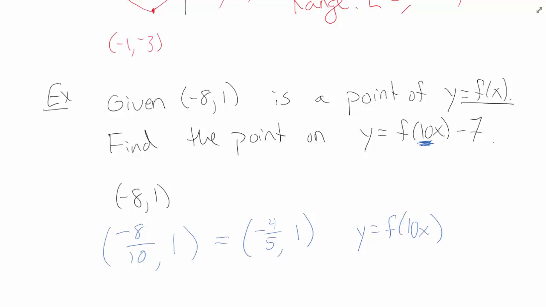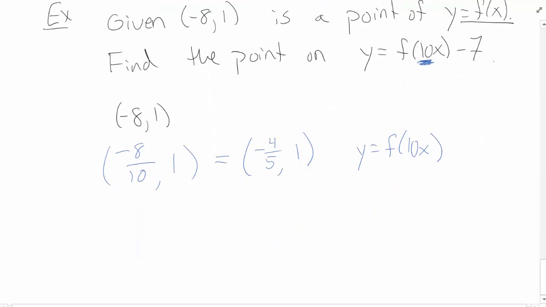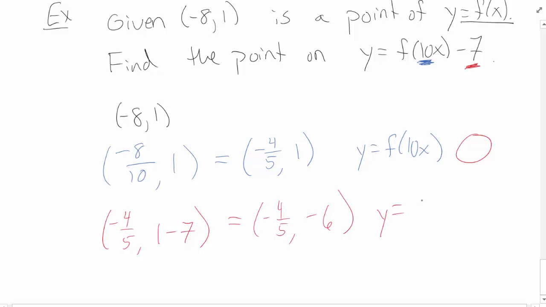And then the last thing we have to do is that minus 7. That minus 7 is outside this function, so that's affecting y values or the output. So you'll do exactly what you think you should. You'll take 7, subtract that from your y value. So this is going to give me negative 4/5 and then negative 6. So this would be a point on the graph of y is equal to f of 10x minus 7.